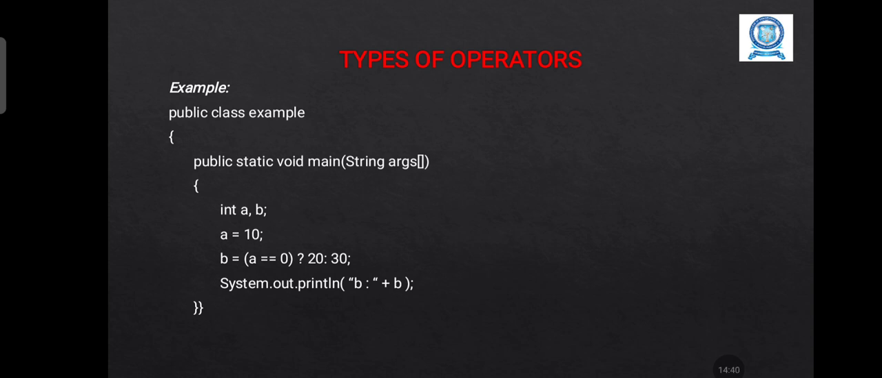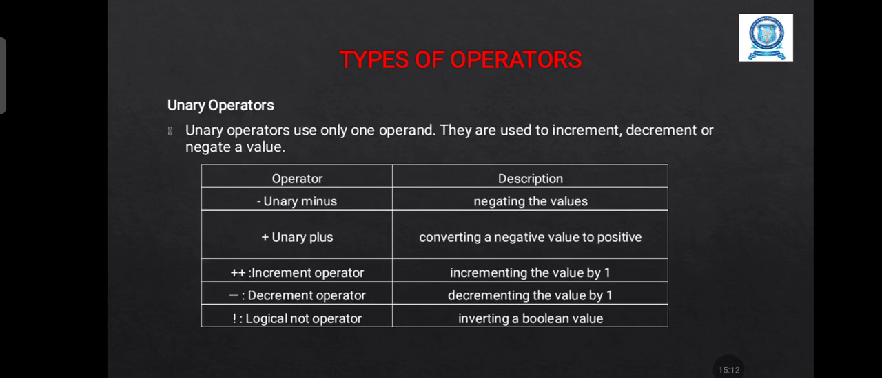If the result of the evaluation is true, the answer is 20. If the result of the evaluation is false, the answer will be 30. So here we are getting the answer for B. If A equal to 0 is true, B will get the value 20. If A equal to 0 is false, B will get the value 30. So this is the common structure of the ternary operator, the conditional operator.